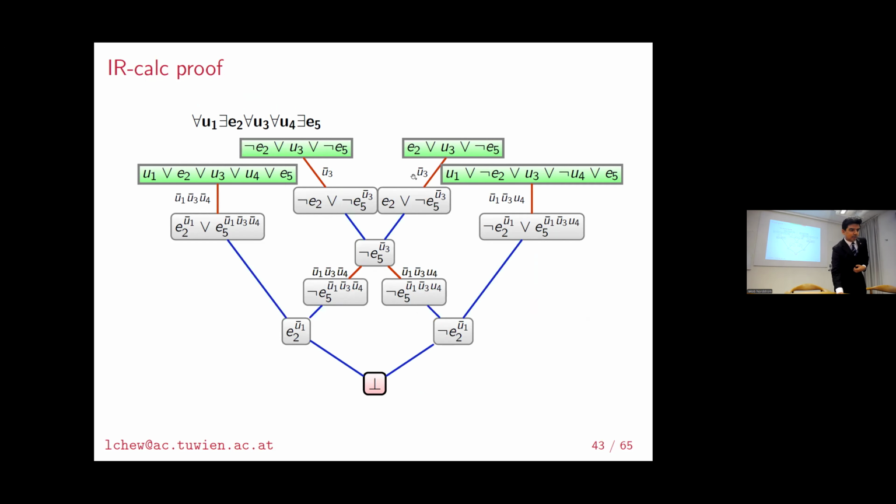So again, this is almost the same proof, right? It's just saving us repeating this step for E5 in these cases. We just do one resolution step here instead of doing two separate ones, and then we split off at this point.